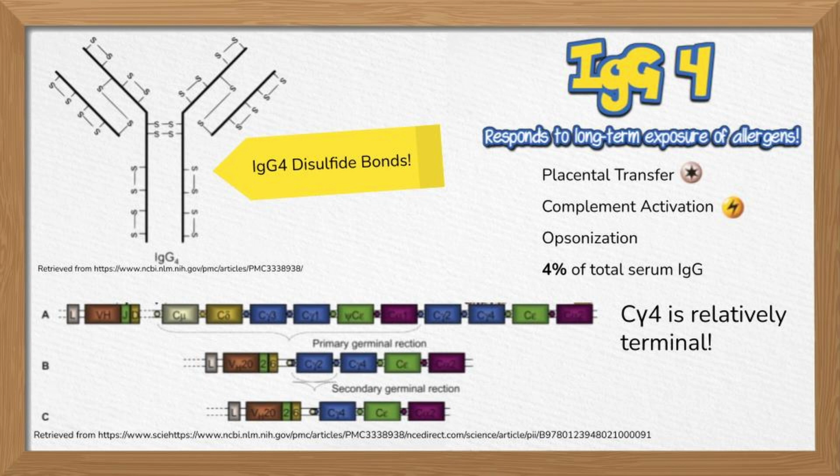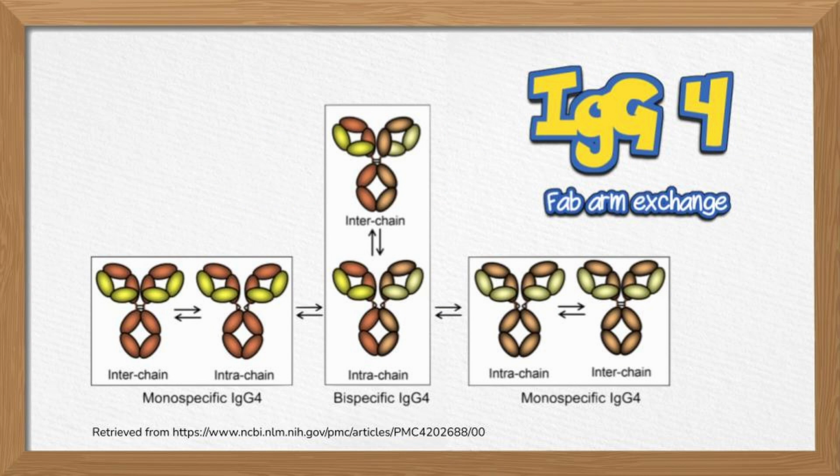It also suppresses mast cells and basophils by cross-linking Fc gamma R2b and Fc epsilon R1 with IgG4 and IgE. IgG4 also undergoes Fab arm exchange, where half of IgG4 molecules recombine with the other half of IgG4 molecules at random. The resulting bispecific antibodies have a decreased avidity.